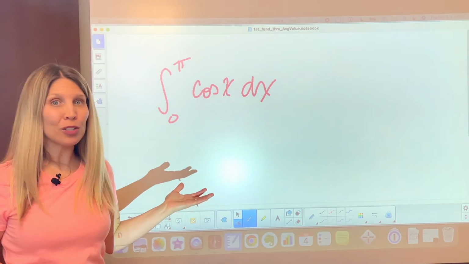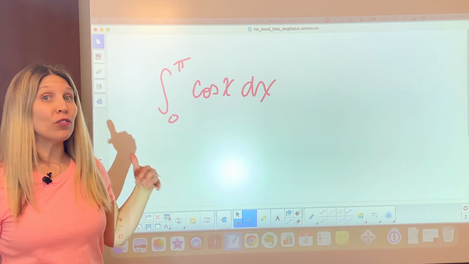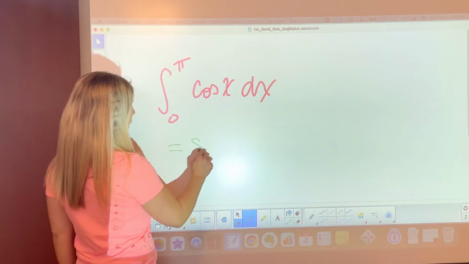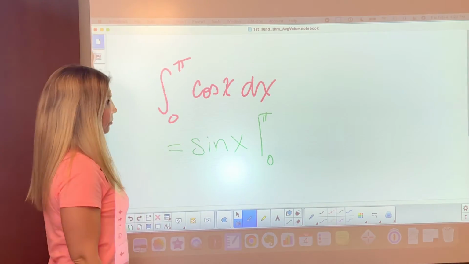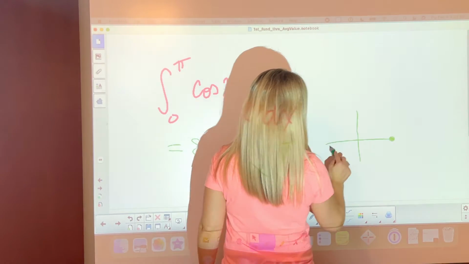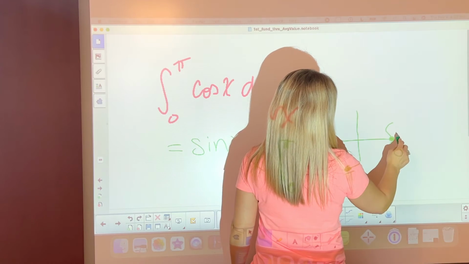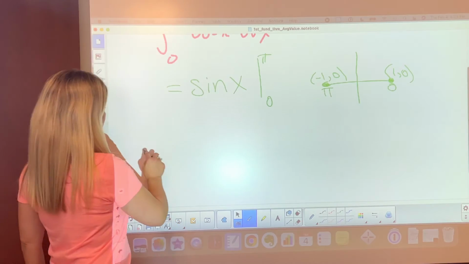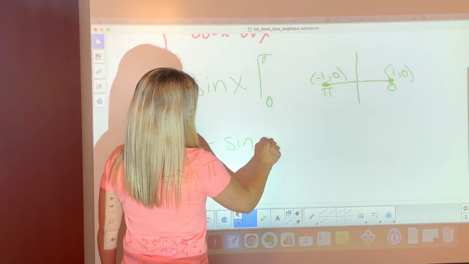Of course! Trig, right? Because what would be calculus without trigonometry? So again, first thing we have to do is integrate this. What did you take the derivative of to get cosine? Hopefully you're all like, sine. Sine of x evaluated from 0 to pi. You know what we're going to do, right? Here's our coordinates. Here's 0, here's pi. What are my ordered pairs? 1, 0, and -1, 0. So now we just plug in sine of pi minus sine of 0.